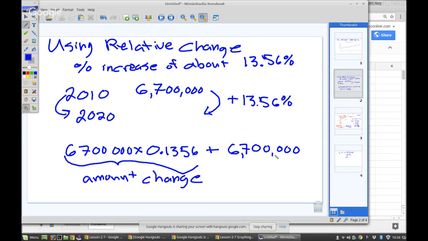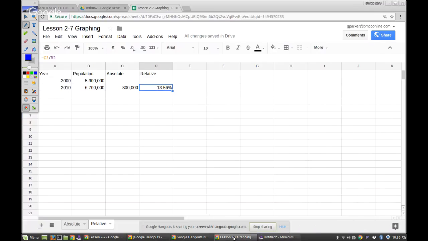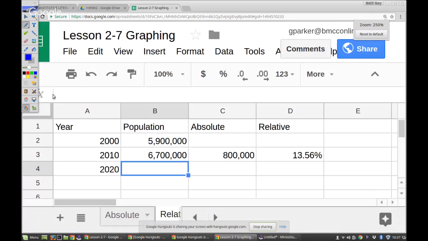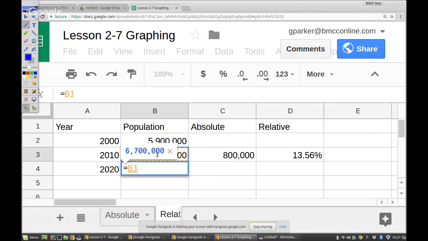So we're going to do this calculation right there on the spreadsheet. For 2020, I need to put a new row for that. For the population, I'm going to do a calculation, so I'm going to type equals. I want to take the previous population, so click on that, and I want to multiply it by my relative change. Although the computer is showing me 13.56, it's actually storing more information than that, and it's going to use it in the calculation. Then I want to add on to that calculation. You want to try and make your formula look like that.